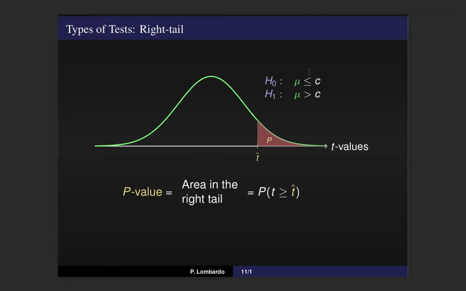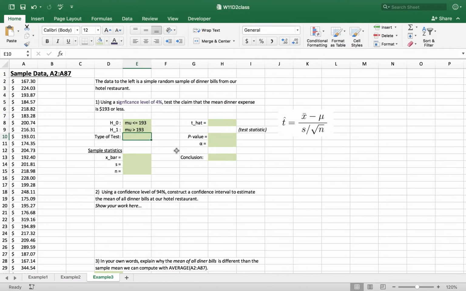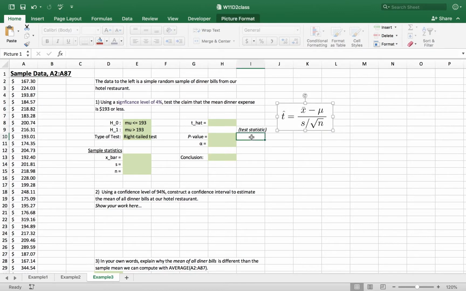Looking at these pairs of hypotheses, we know that this corresponds to a right-tailed test. Remember, you look at your alternative hypothesis in order to figure that out. As a right-tailed test, our extreme region, or the place where we're going to look for our p-value, is going to be to the right of the test statistic we end up computing. So inside of Excel, for type of test, we would say right-tailed test. And in terms of computing our p-value, this is going to look like probability that t is greater than some number. And the number that we're going to eventually put in here is the t hat that we need to compute.